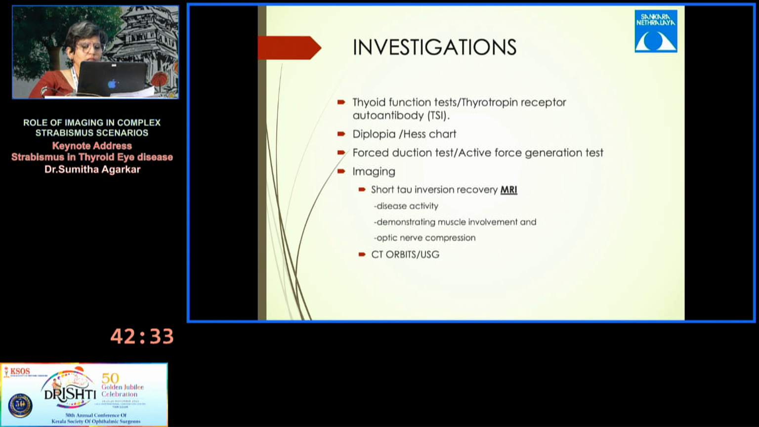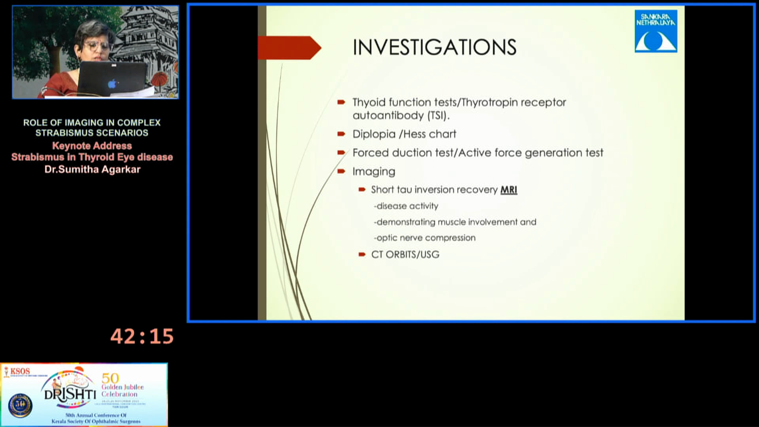So what are the investigations? You would look at thyroid function tests. From the strabismus point of view, diplopia and Hess chart. This helps in monitoring the disease. And the post-duction test, which is the most important test, which you have to do before you do anything surgically in these patients. And of course, imaging.